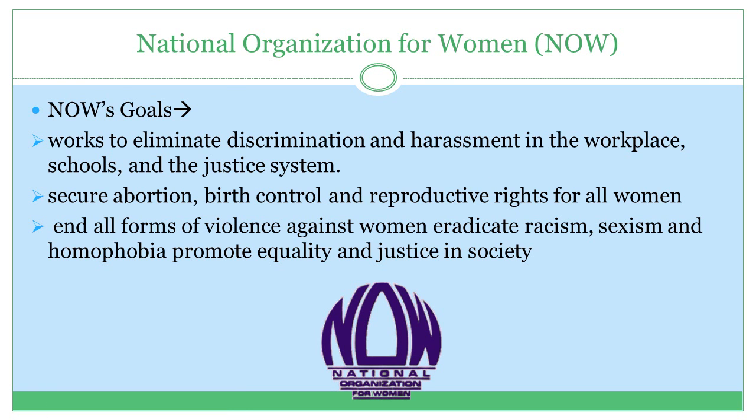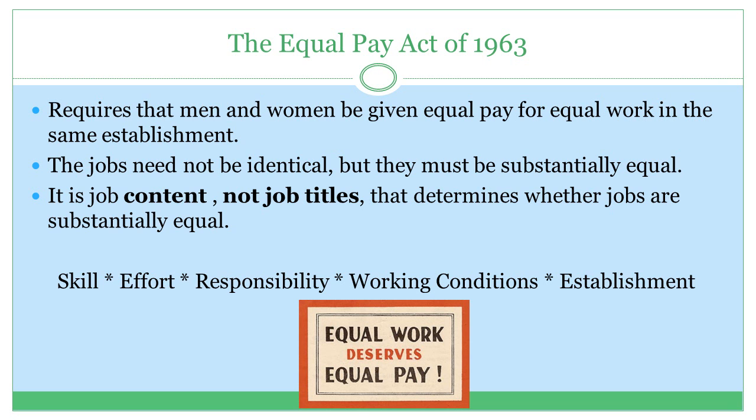So their goals: work to eliminate discrimination and harassment in the workplace, schools, and justice system, secure abortion, birth control, and reproductive rights for all women, end all forms of violence against women, eradicate racism, sexism, homophobia, and promote equality and justice in society. So those are some really big goals, right?